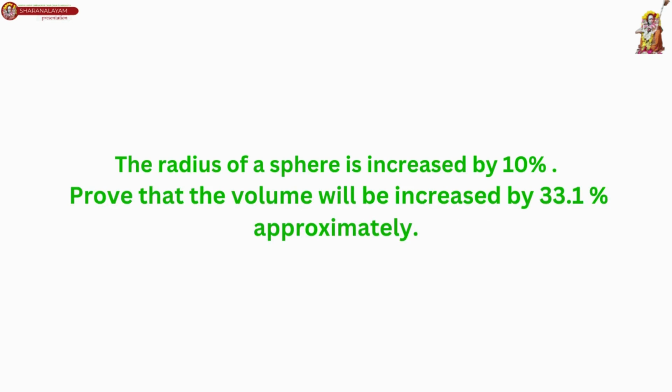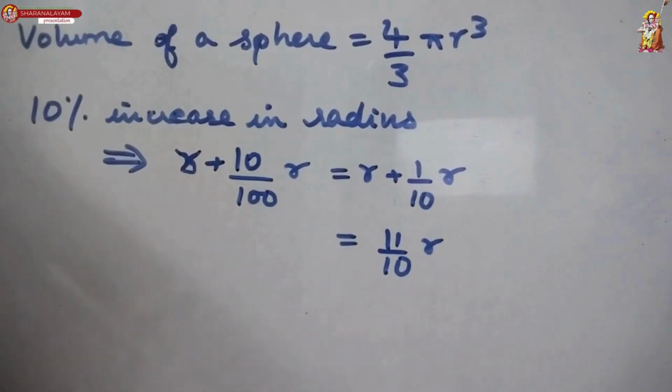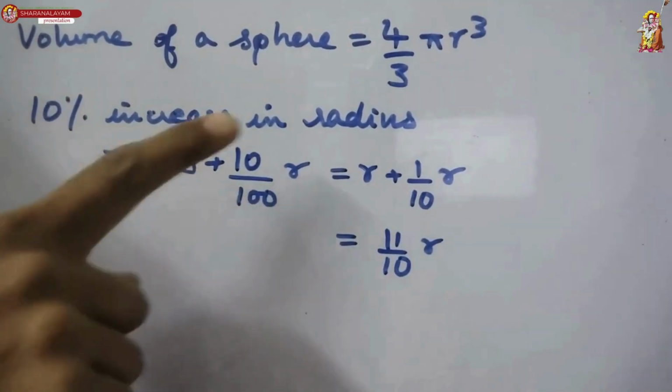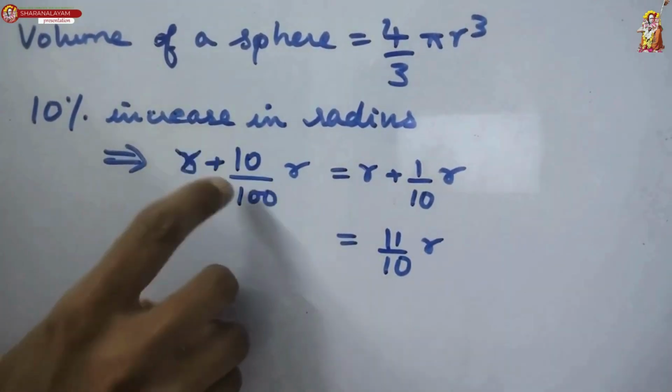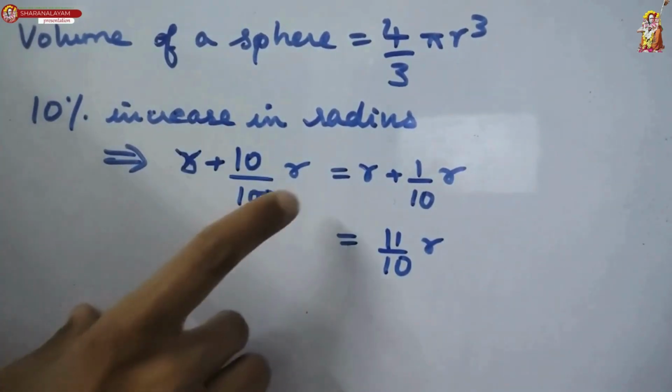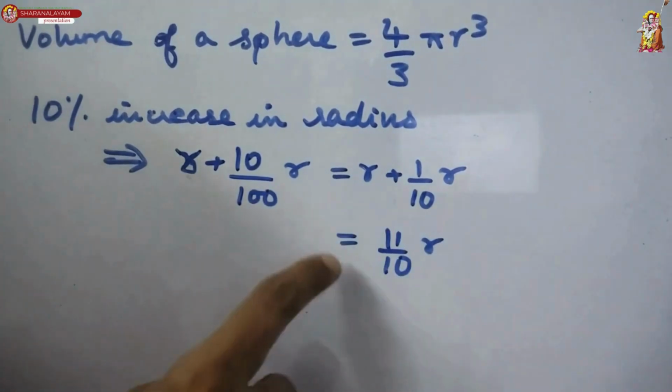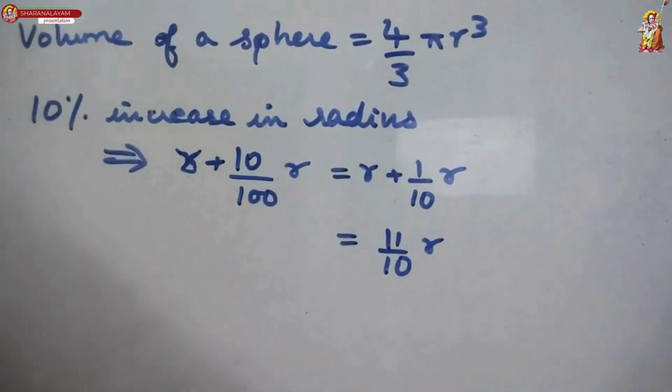Next question. The radius of a sphere is increased by 10%. Prove that the volume will be increased by 33.1% approximately. How do we do that? Now, you know volume of a sphere equals 4 upon 3 pi r cube. 10% increase in radius implies r will become r plus 10 upon 100 r, which is equal to r plus 1 upon 10 r, that is equal to 11 upon 10 r.